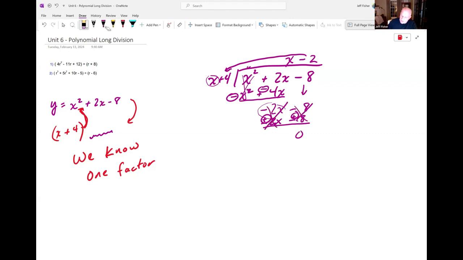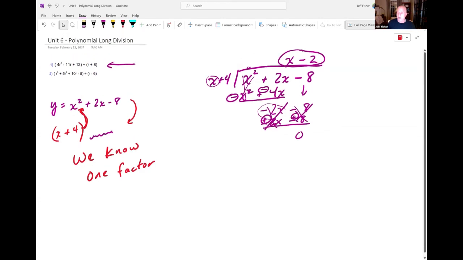So we now know that our extra factor is x minus 2. Okay? So we just use long division to find the extra factor. So why don't we try another one? Why don't we try this one here? Sometimes it won't come perfect. It won't divide perfectly, and we have a remainder. And I'll show you how to do that.